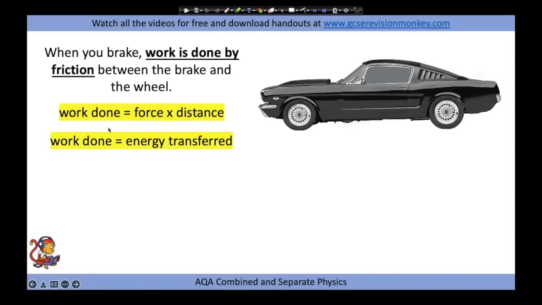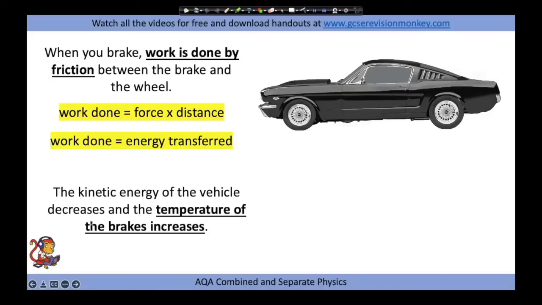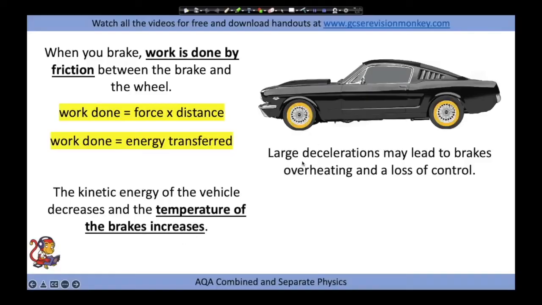And in terms of a car slowing down, the kinetic energy of the vehicle decreases and the temperature of the brakes increases. So you've got a decrease in the kinetic energy store of the vehicle and an increase in the thermal energy store of the brakes. And really large decelerations may lead to the brakes overheating and a loss of control. So you can see here bright orange glowing wheels because the temperature of the brakes has increased so much.